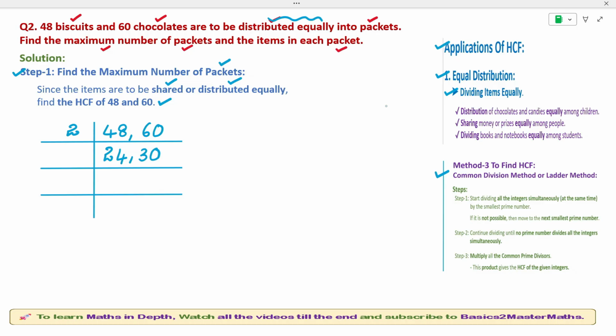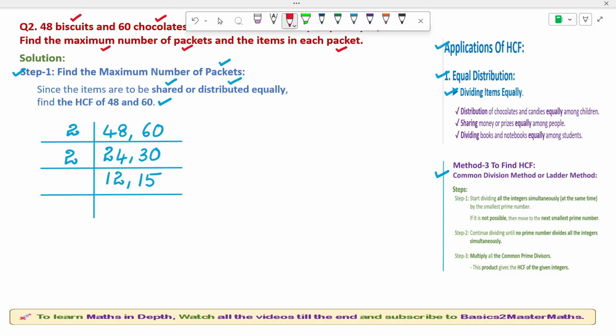Again, start dividing 24 and 30 by the smallest prime 2. Since 2 divides both 24 and 30 exactly, we get 12 and 15. Again, start dividing 12 and 15 by the smallest prime 2.